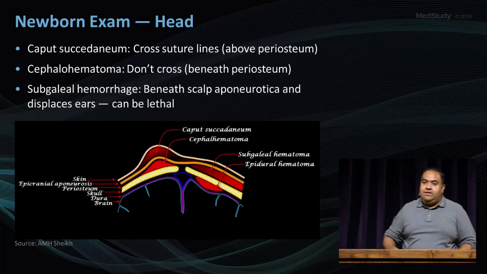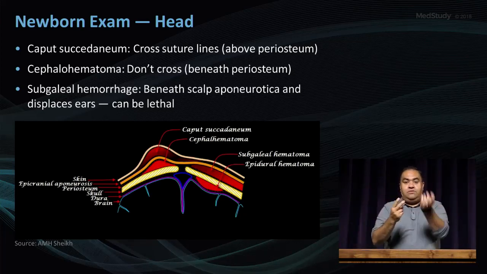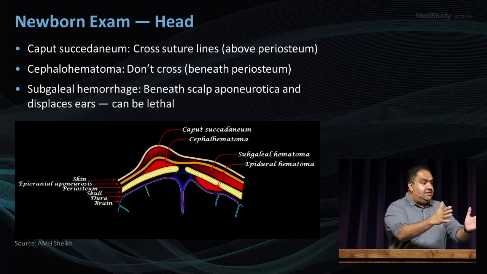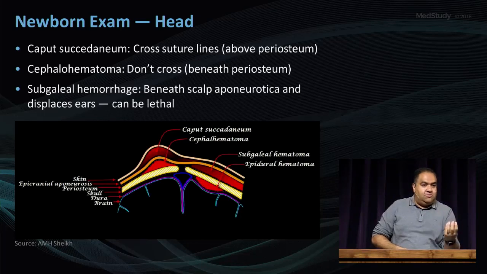The best way to remember it is that caput succedaneum is two words, so it goes on both sides of the suture line. Cephalohematoma is one word, so it stays within the suture line. It doesn't cross. So caput goes both sides, two words. Cephalo, one word, stays on one side.